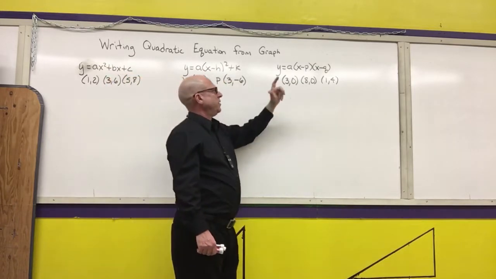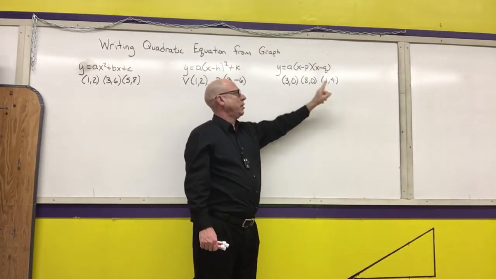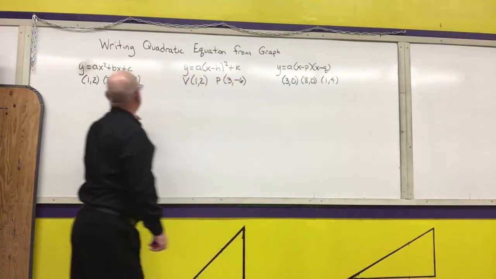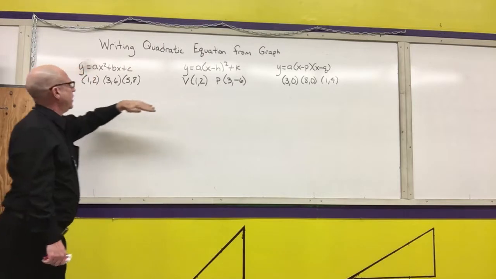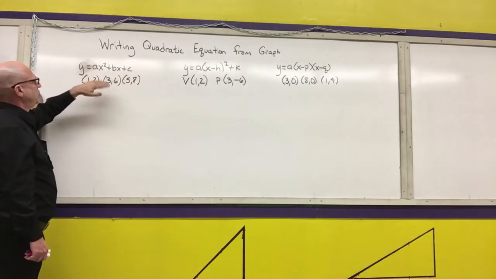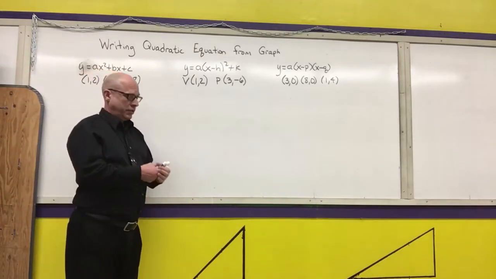The next easiest method is if you know what the x-intercepts or the roots of the function are and then one other point, you're going to be able to determine it. And then the hardest way is if you don't know the x-intercepts or the vertex, you can write the equation of a quadratic function from any 3 points on the graph of a quadratic function.